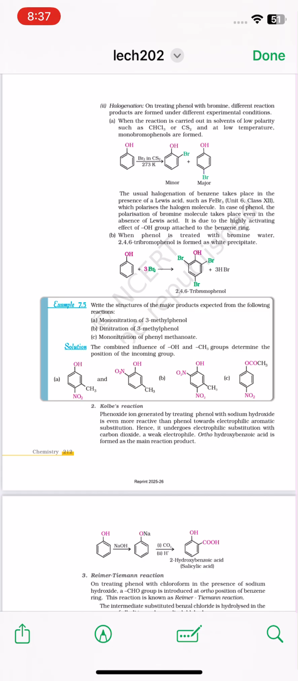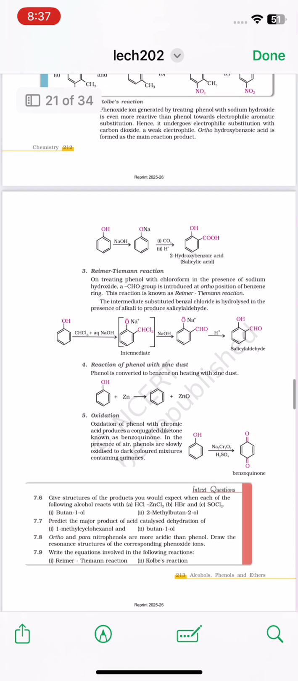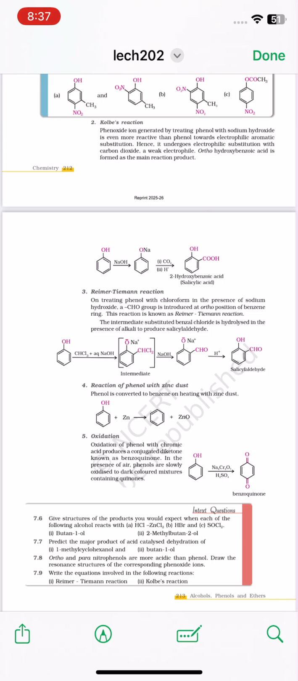B. When phenol is treated with bromine water, 2,4,6-tribromophenol is formed as a precipitate. Second, Kolbe's reaction. Phenoxide ion generated by treating phenol with sodium hydroxide is even more reactive than phenol towards electrophilic aromatic substitution. Hence, it undergoes electrophilic substitution with carbon dioxide, a weak electrophile. Ortho-hydroxybenzoic acid is formed as the main reaction product.